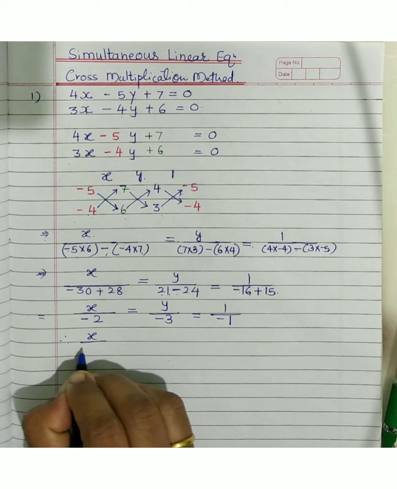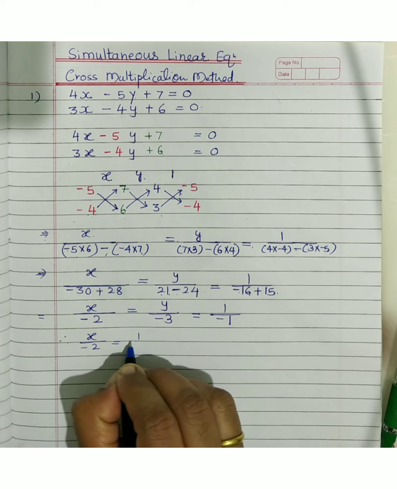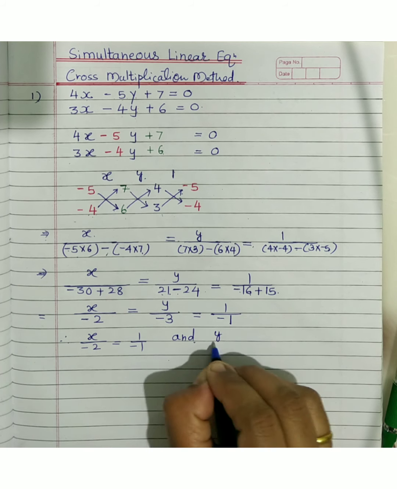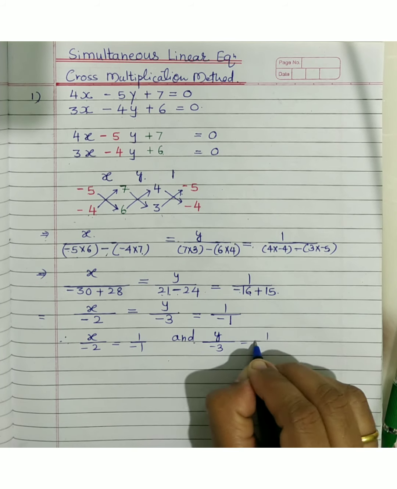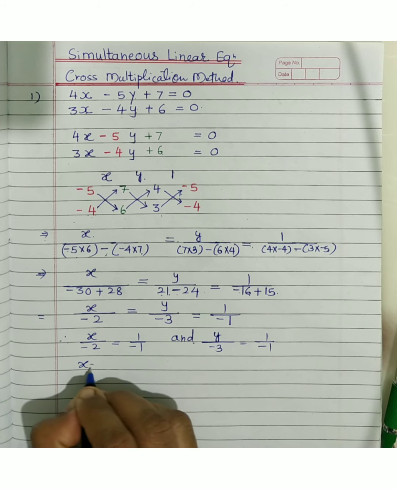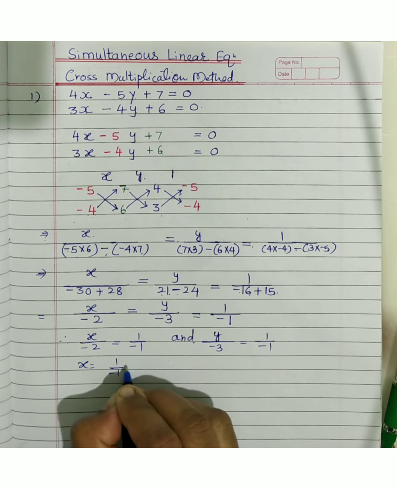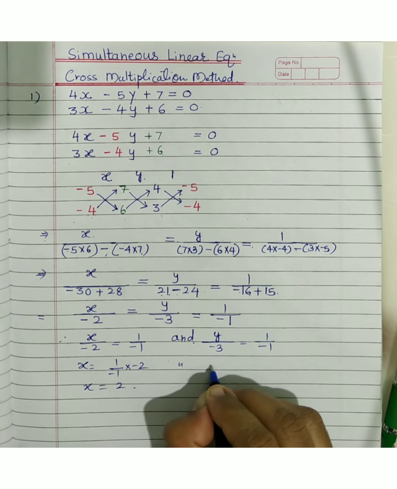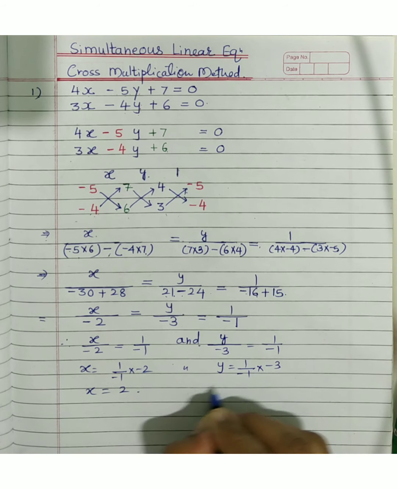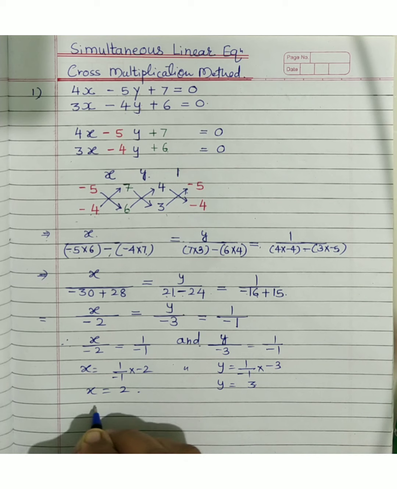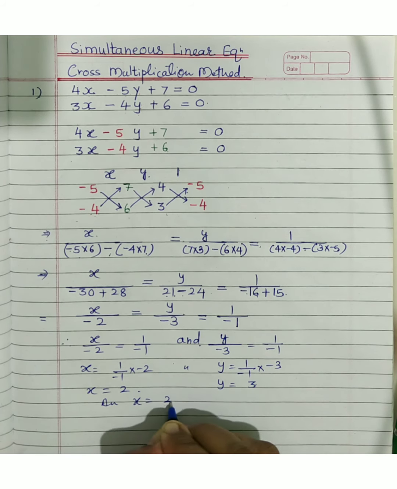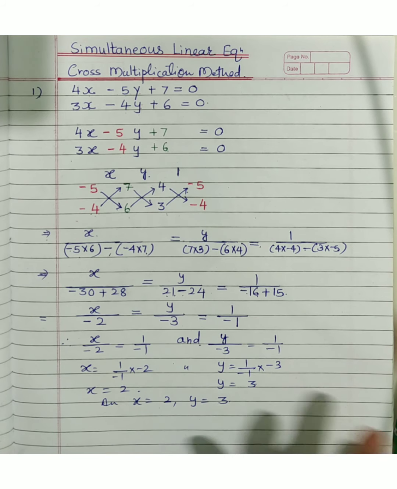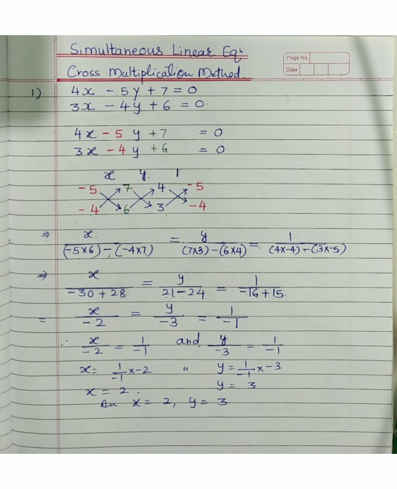So x upon minus 2 equals 1 upon minus 1, which is simply minus 1 actually, and y upon minus 3 is equal to 1 upon minus 1 again. Therefore x is equal to 1 upon minus 1 multiplied by minus 2. So x is simply what? 2. And y is equal to 1 upon minus 1 multiplied by minus 3, so y is equal to 3. So what is our answer? X is equal to 2. Y is equal to 3. The ordered pair, if you want to write, will be 2, 3. This is called cross multiplication method.